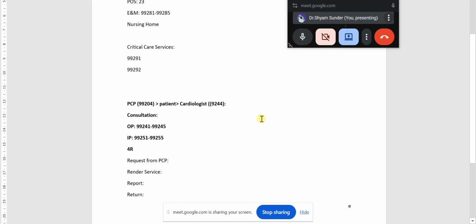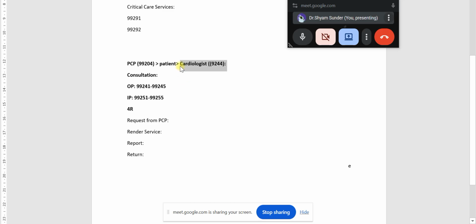I'm sorry, but diagnosis of the chest pain is not called a render service. That is the render service, right? Or the render service will be done by the cardiologist. See, here you need to understand for whom you are coding, and which report you have in your hand. Is it the report written by the PCP or the report written by the cardiologist? Now you are coding for the cardiologist.